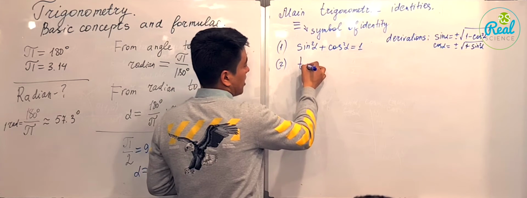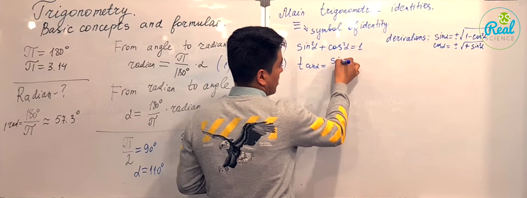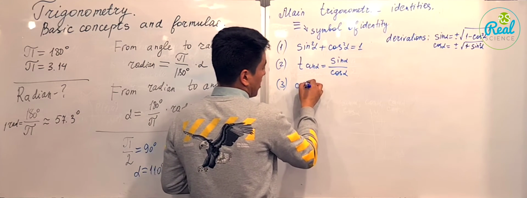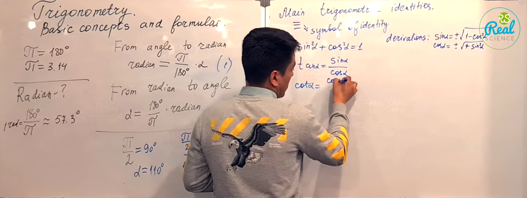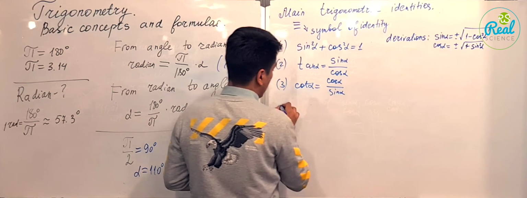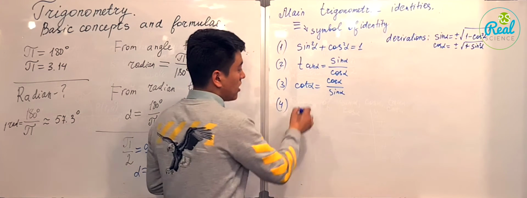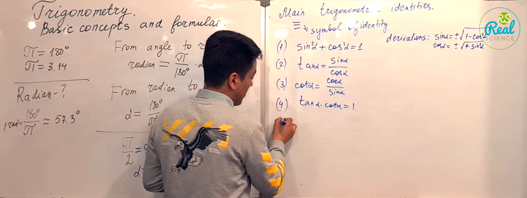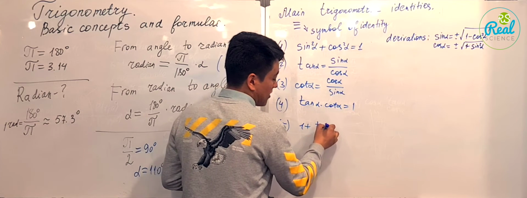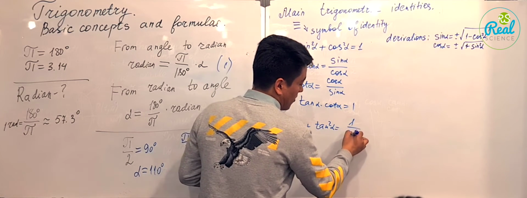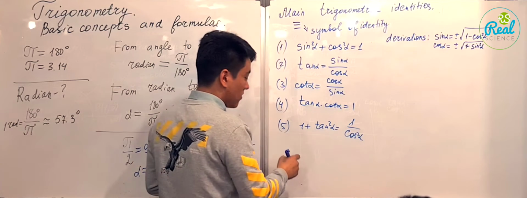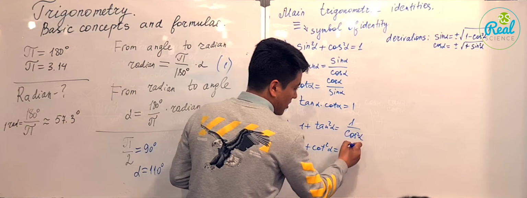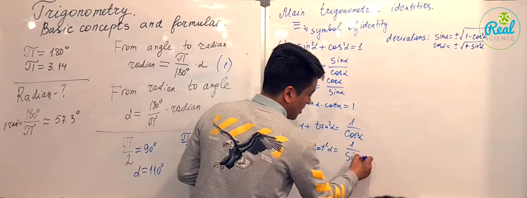And the second one, tan alpha equals sine over cosine. And the third one, cotan alpha equals cosine over sine alpha. And the fourth one, tan alpha times cot alpha equals 1. And 1 plus tan square alpha equals 1 over cosine square alpha. And 1 plus cotan square alpha equals 1 over sine square alpha.